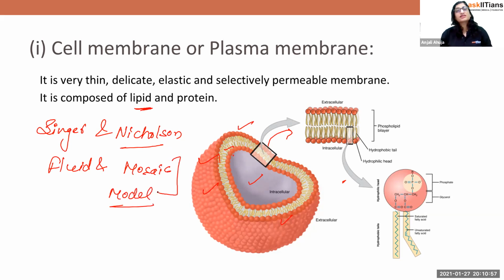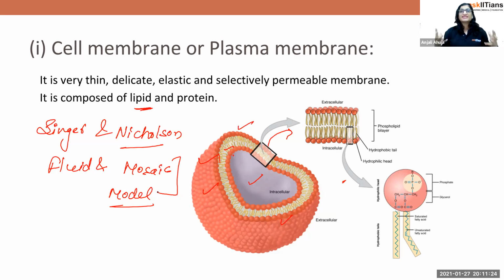Fluid and mosaic. Mosaic means network, so this membrane looks like a network. Fluid means it has fluid property, like water. When you tap on water, there are waves and then the water becomes normal again. In the same way here, the membrane has all the molecules; when it is hit, the molecules settle back to normal. That's the fluid property, and that's why we say fluid and mosaic model. This was given by Singer and Nicholson.